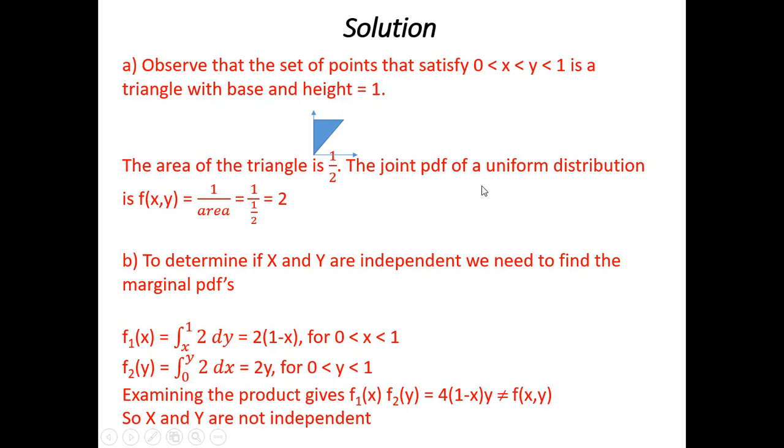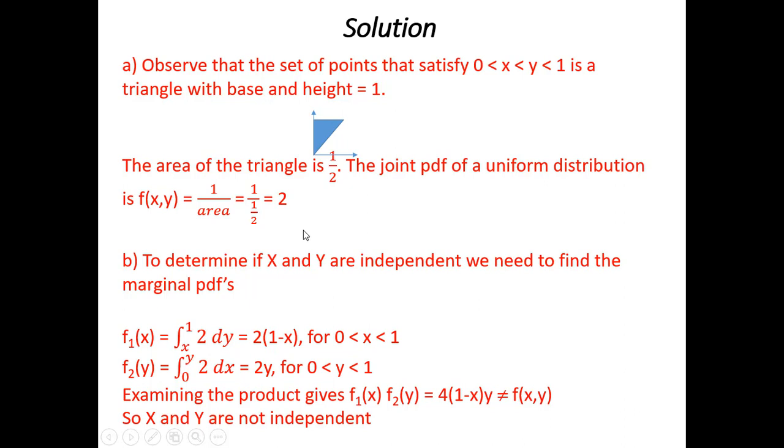So when we have a uniform distribution in the plane, the PDF would be 1 over the area, right? When you have a one-dimensional uniform distribution, the PDF is 1 over the length of the interval. If you have two random variables and it's uniform, you're looking for the joint PDF, the PDF is 1 over the area. So in this case, we get 1 over 1/2. So this simplifies to 2. So this is our PDF. f of x,y is equal to 2.